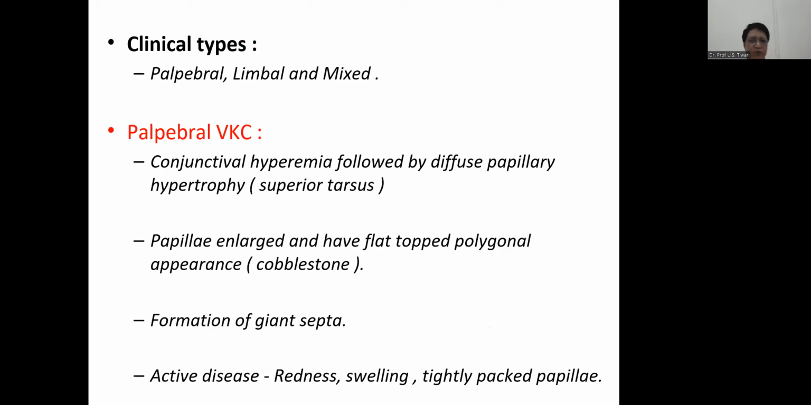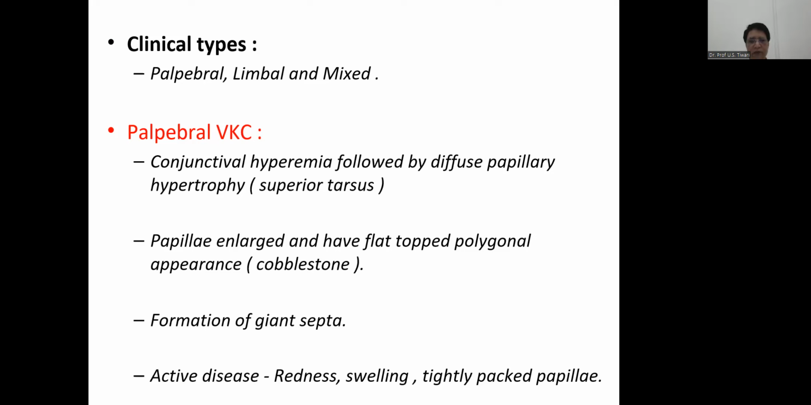In palpebral VKC, there is congestive hyperemia followed by diffuse papillary hypertrophy. The superior tarsal plate shows congestive hyperemia followed by diffuse papillary hypertrophy. The papillae are enlarged, and they have a flat-top polygonal appearance. We call this the cobblestone appearance. There can be formation of giant papillae. It is because the septa interconnecting the papillae rupture, and then all these papillae tend to coalesce and form the giant papillae.